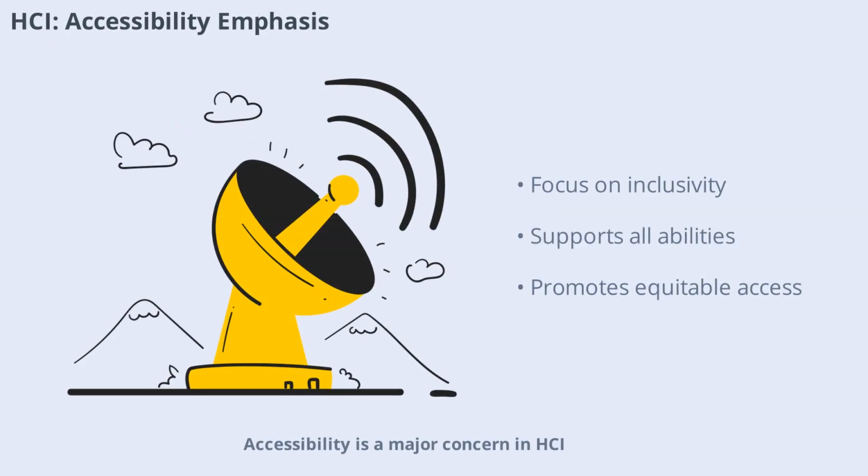Accessibility is a major concern in HCI. Researchers and designers work to ensure that technology can be used by people of all abilities, including those with disabilities. This might involve designing interfaces that are compatible with screen readers, creating alternative input methods, or ensuring that visual elements have sufficient contrast. By prioritizing accessibility, HCI helps make technology more inclusive and equitable.